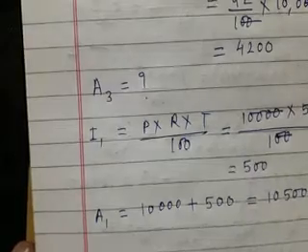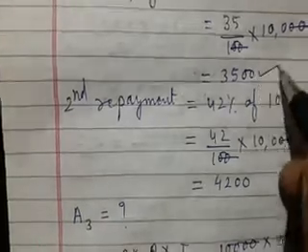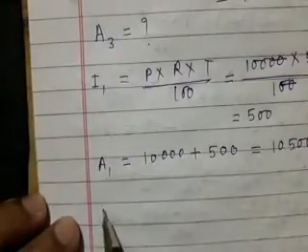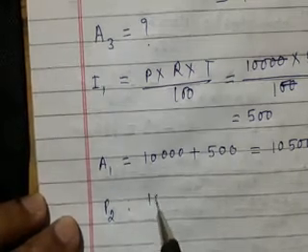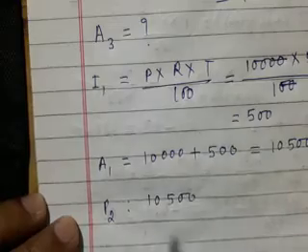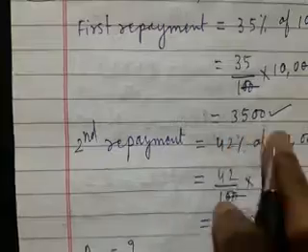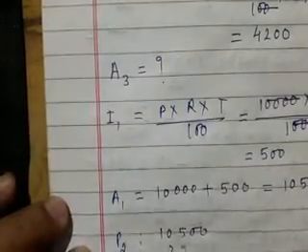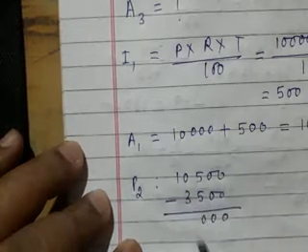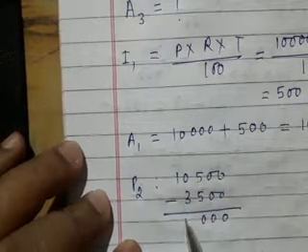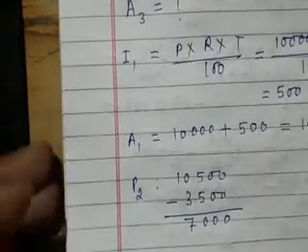But since he is repaying 3,500 at the end of the first year, we find out the principal for the second year. This will be equal to 10,500 minus the repayment we have got here, 3,500. So we subtract this 3,500, and this will be 7,000. This is the principal for the second year.